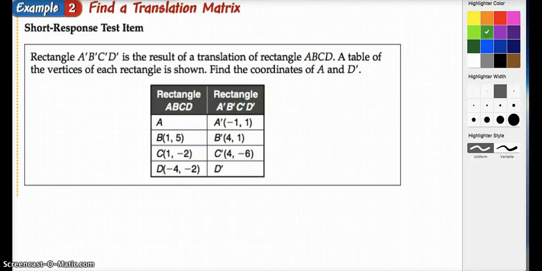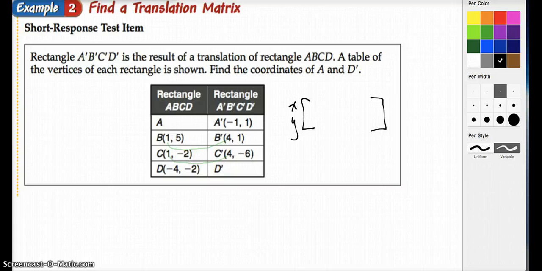What would be helpful at this point is to figure out what is the change that happened. When I look at the x coordinates of B and B prime, I see that there's a movement of 3. Look at the x coordinates of C and C prime, again, a movement of 3. So if I were to make the translation matrix, with 4 points, I have to have 4 things. The change that's happening with the x is going to be +3. Do you guys see that? So I'd have a bunch of +3s going on all over here.